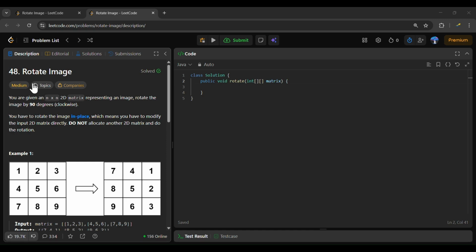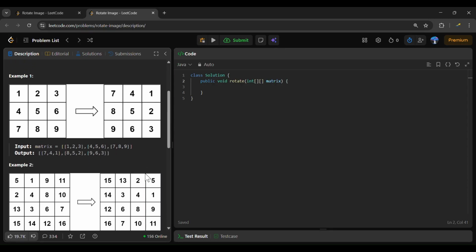Now I will explain the LeetCode problem number 48, Rotate Image. They will give an n cross n 2D matrix as the input. We need to rotate the given array by 90 degrees in the clockwise direction. So I will explain this question initially, and then we can move to the coding part.